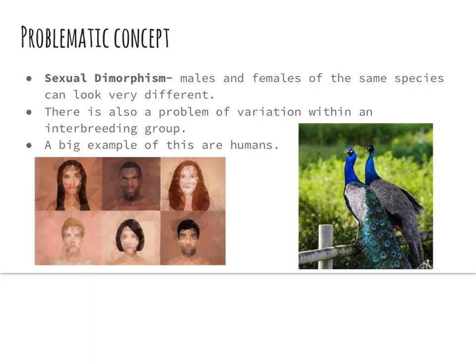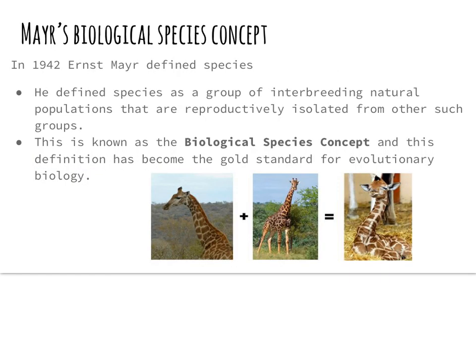However, there's a problem with this. As we learned with sexual dimorphism, males and females of the same species can look very different. This is also a problem with variation within an interbreeding group. A big example of this are humans. Although many of us look different and have different eye color, different hair color, and different skin tones, humans can mate and produce fertile offspring. And what is true for humans is true for plants and animals. So the morphological species concept doesn't always hold true.